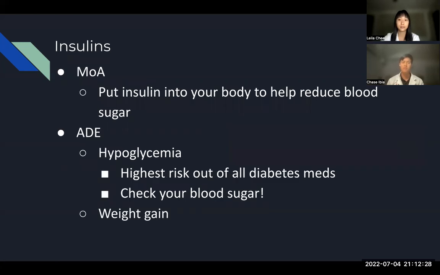Insulins put insulin directly into your body to help reduce blood sugar. The main adverse effect with these is hypoglycemia, and insulins have the highest risk out of all diabetic medications for low blood sugar. So it's important to always be checking your blood sugars when on insulin, and it may also cause weight gain.